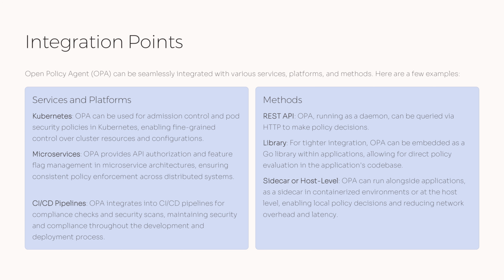and deployment phases. OPA can also be integrated through various methods. As a REST API, OPA can be run as a daemon that services can query for policy decisions via HTTP. For more intimate integration, OPA can be embedded directly as a Go library, which directly evaluates policies within an application's codebase for greater synergy. Additionally, OPA can operate as a sidecar in containerized environments or at the host level, where it facilitates local policy decisions, effectively lowering network overhead and improving response times. These versatile integration points make OPA a powerful tool in ensuring policy compliance across diverse infrastructure and application landscapes.